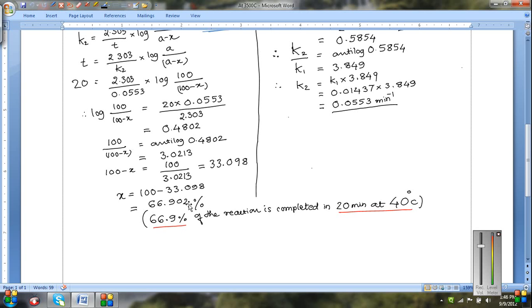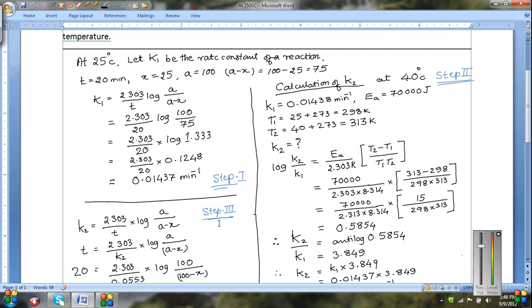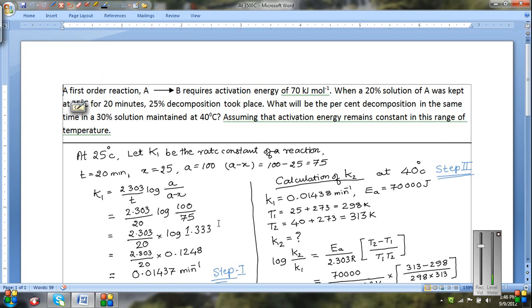Why do you take it as a percent? Because initial concentration is taken as 100. Initial concentration a is taken as 100, and out of that 66.902 will undergo reaction. Therefore, it is out of 100. Hence, it is in percentage. Therefore, x is equal to 66.9, nearly. 66.9% of the reaction is completed in 20 minutes. This is how we have to solve the problem based on kinetics.